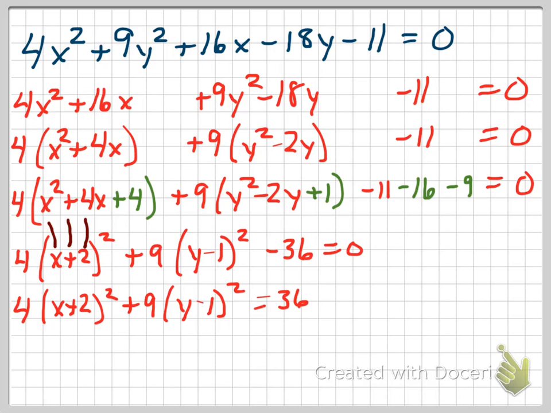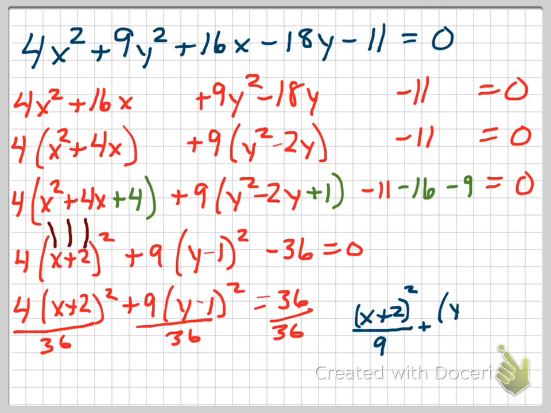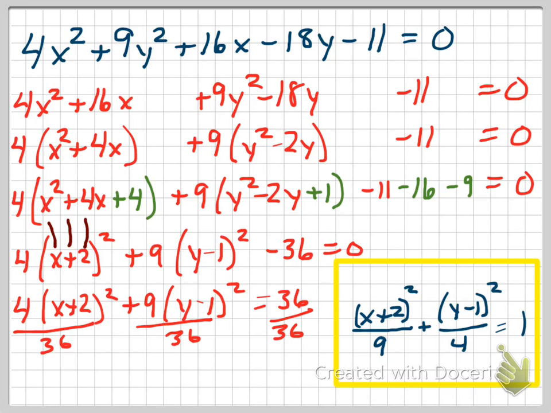And then I'm going to do what we did last problem to get that 1 on the right side. I'm going to divide all 3 terms by 36. And then those 2 fractions. The problems will be set up so they work out really nice. Notice how my fractions are very pretty. 4/36 reduces to 1/9. 9/36 reduces to 1/4. Like so.